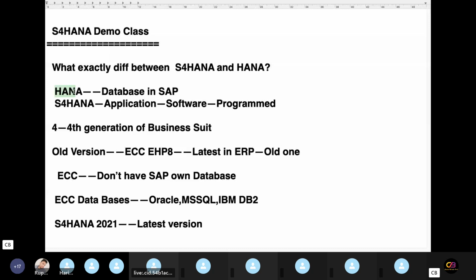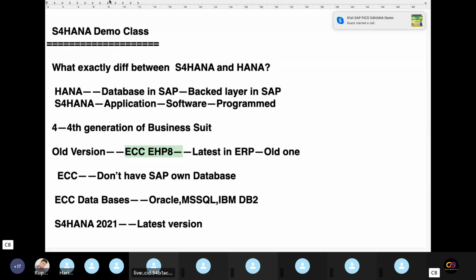So HANA stands for High Performance Analytic Appliance. It's a database, a backend layer in SAP. And SAP S/4HANA is the software. It's an application, a business suite. It's a fourth generation business suite. ECC EHP 8 is the latest version of ECC, and nowadays this version is being used.